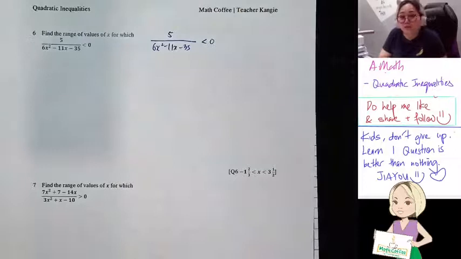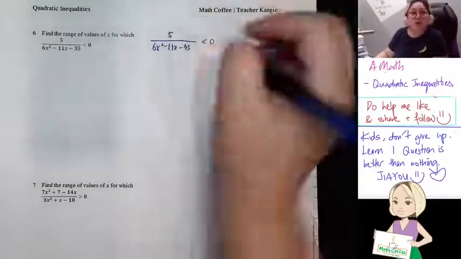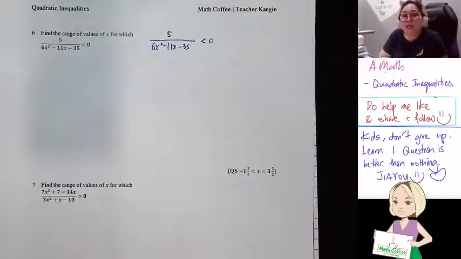The first thing students do is put 0 over 1, right? Then they cross multiply. But the bad news is, when you cross multiply, it becomes 0 times 6x squared, which becomes 0. Then you end up having 0, how to do, right? So actually this one you cannot cross multiply.